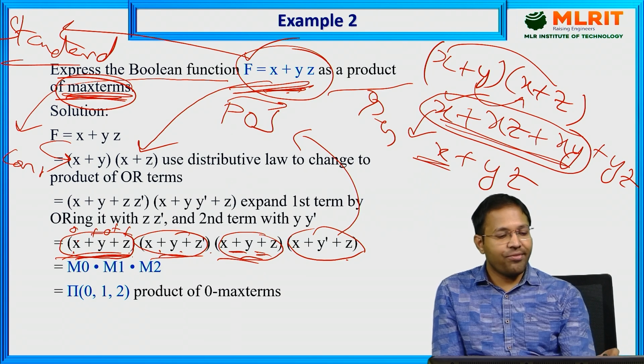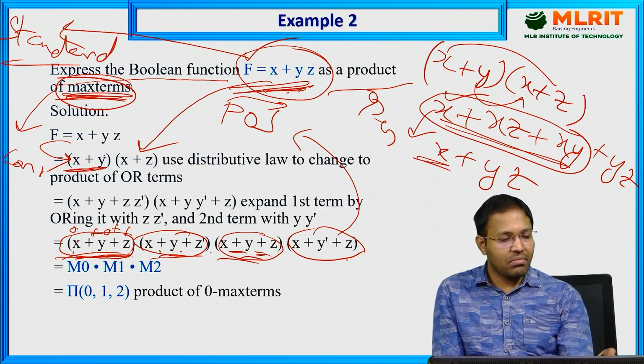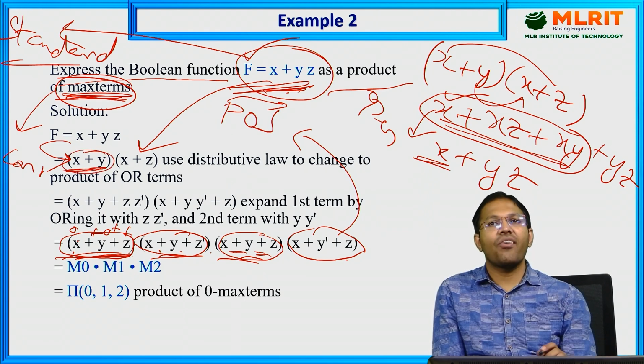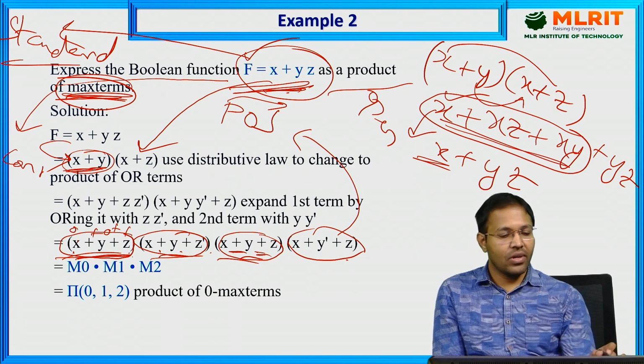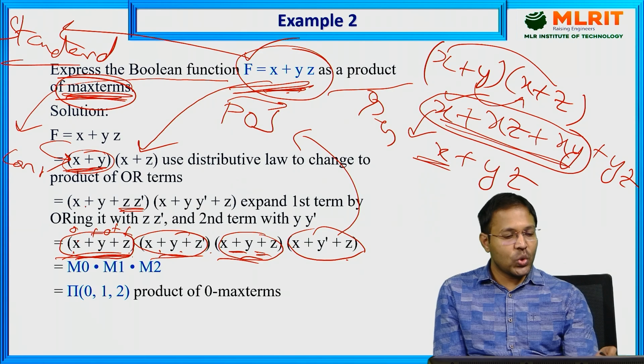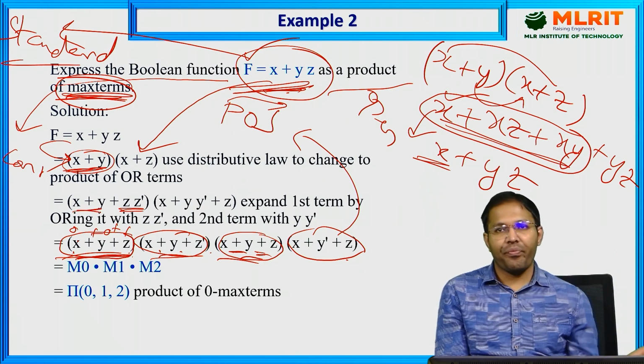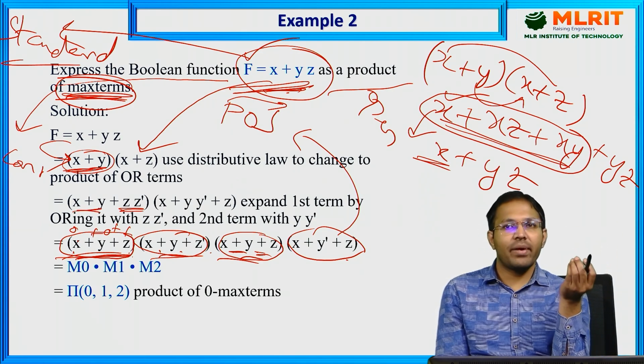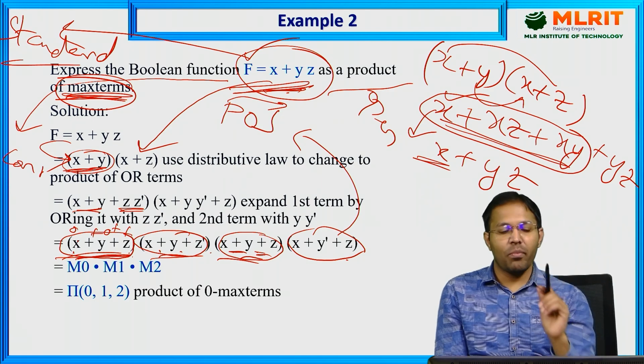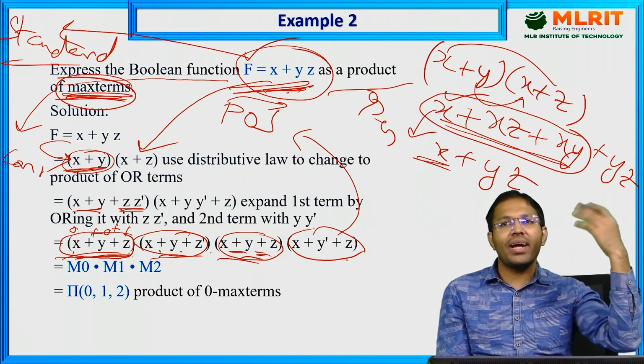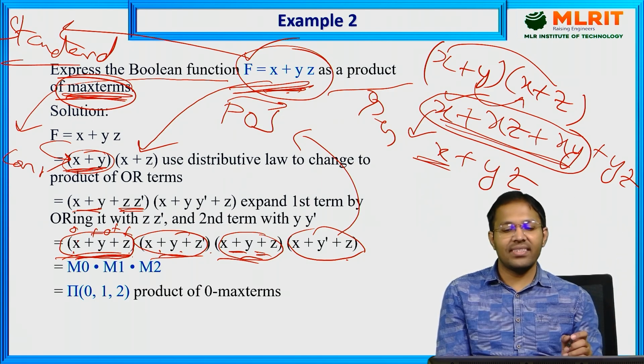Now further, this term doesn't have z. So now let us include z. How? 2x plus y adds 0. 0 you can represent by z into z complement. Anything multiplied by its complement is always 0.